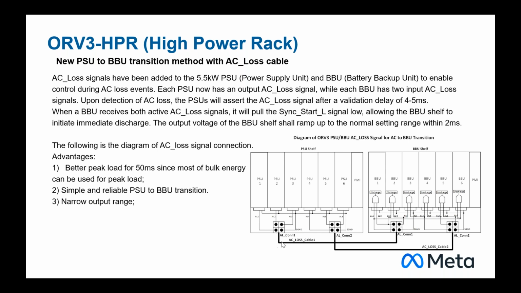And the second is simple and reliable. Okay, we covered single fault and we covered redundancy. And it has a narrower output range, which is beneficial for the downstream DC-DC converters. It provides more possibility to use the fixed ratio DC-DC converter.